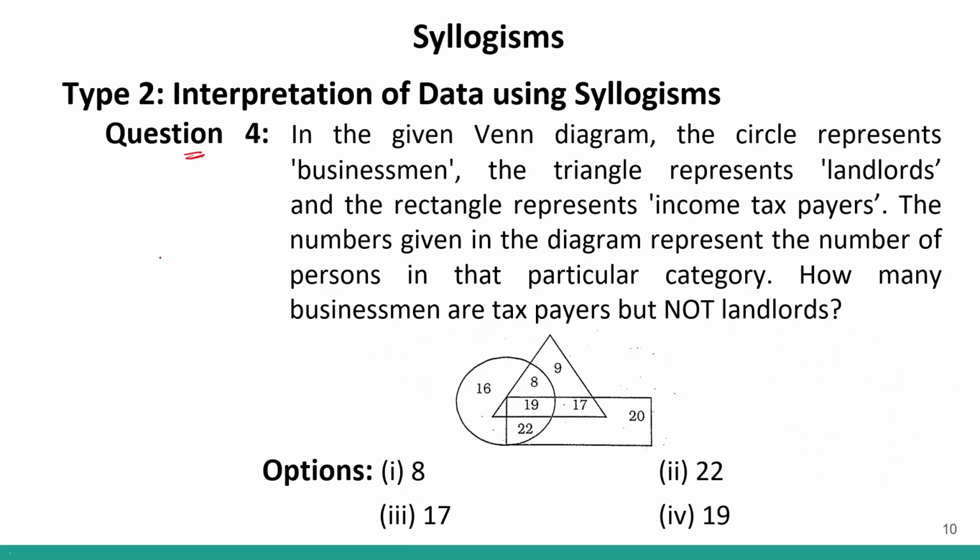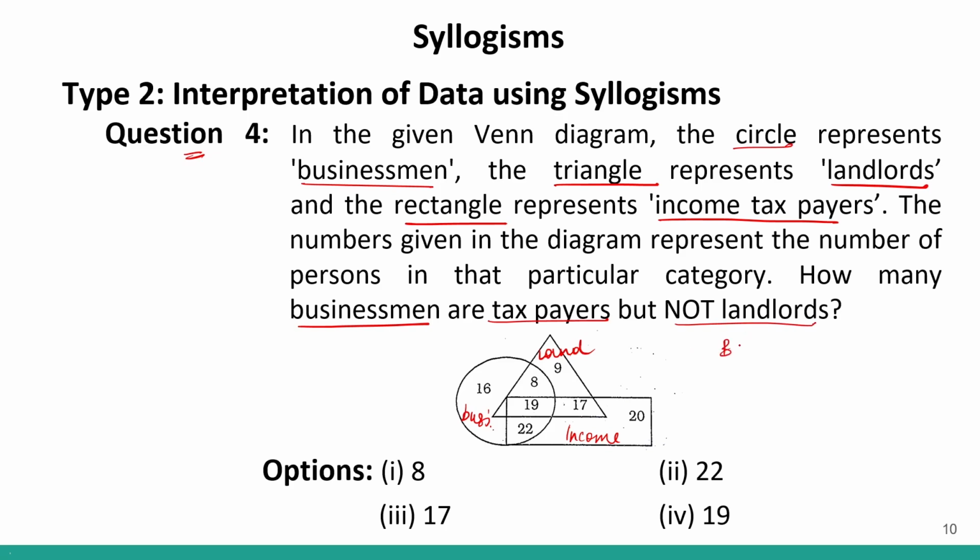Question number 4. In the given Venn diagram, the circle represents businessmen. So circle means businessmen. Okay. The triangle represents landlord. So triangle is landlord. Rectangle represents income taxpayer. So income taxpayer is rectangle. Okay. The numbers given in the diagram represent the number of persons in that particular category. How many businessmen are taxpayers but not landlords?